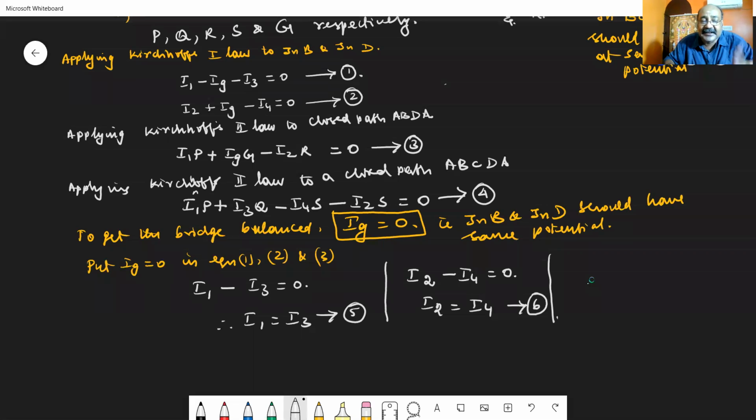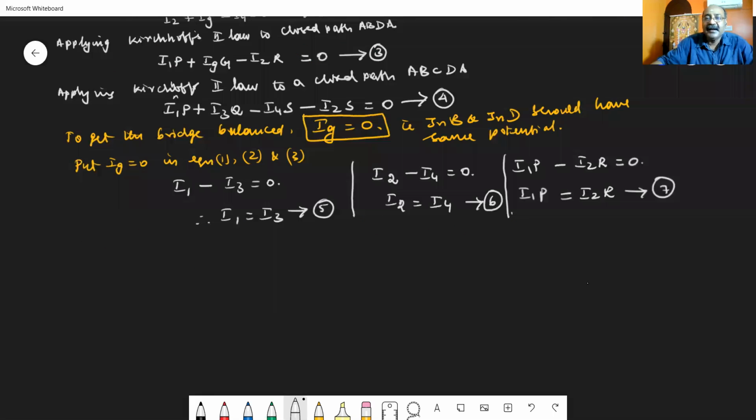Then you apply it in the third equation. You see, the first term is I1P. Then the second term is IgG. Ig is 0. So the second term becomes 0 minus of I2R equal to 0. Now on simplifying, I can get I1P is equal to I2R. Let us consider this as equation number 7. So substituting equation 7 in 4.